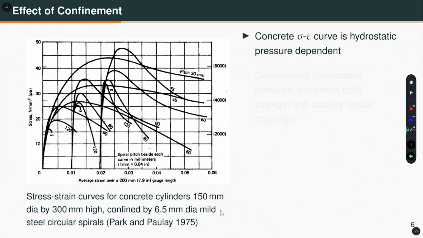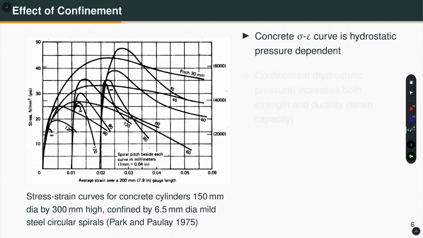Now, what they have done? They have varied the pitch. Pitch means the distance between the two consecutive spirals, right. So, for example, for this stress strain curve, the pitch is 30 millimeter. For the same grade of concrete, for this one, the pitch is, I think, 45. Okay. And then for the same grade of concrete, for this one the pitch is 60, for this one this is 90, this is 120 and this is infinity, meaning that there is pretty much no spiral reinforcement.